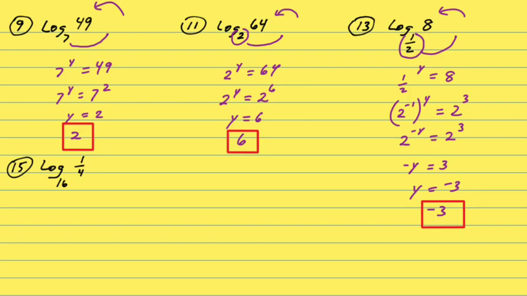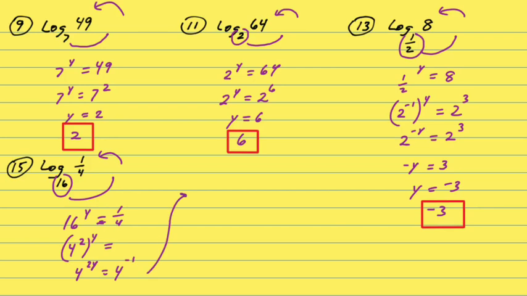On 15, you're going to say 16 to what power equals your argument of 1/4. These are both powers of 4, so 16 is 4 to the 2. A power to a power you multiply. 1/4 could be called 4 to the negative 1. So your bases are equal, your exponents have to be equal, so 2y equals negative 1. And your answer for this one would be negative 1/2.